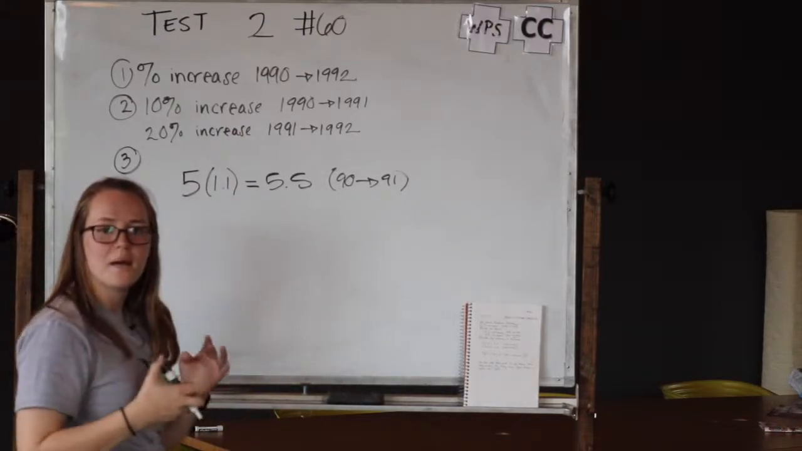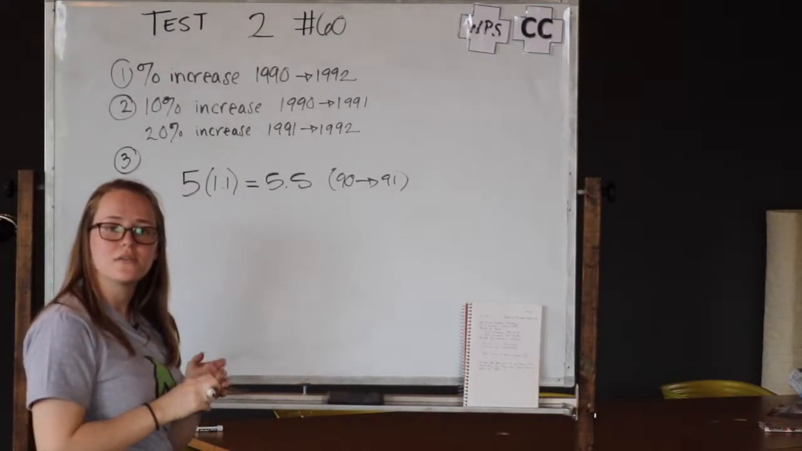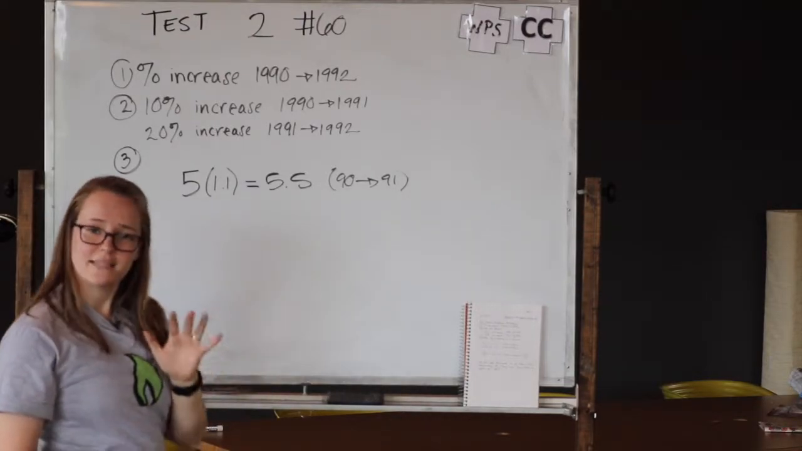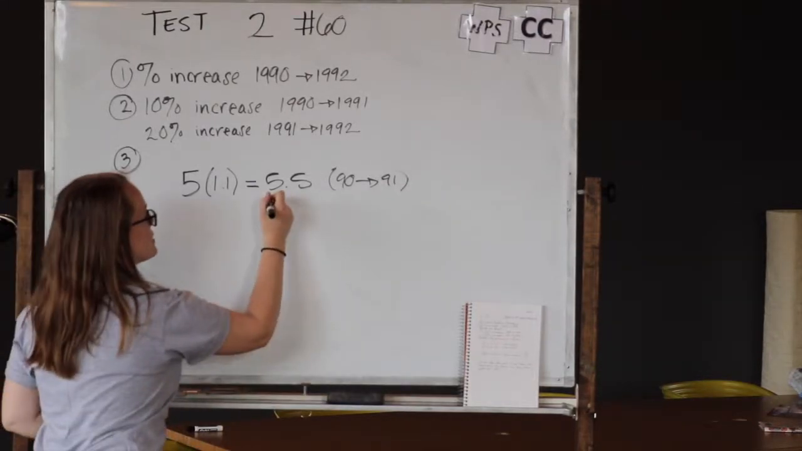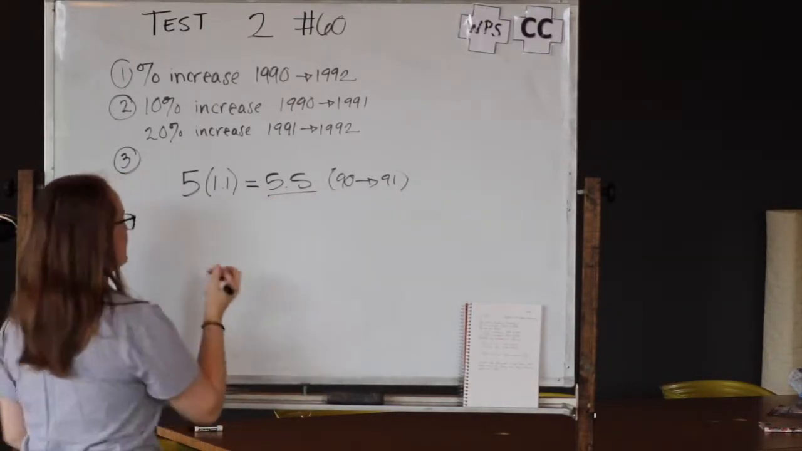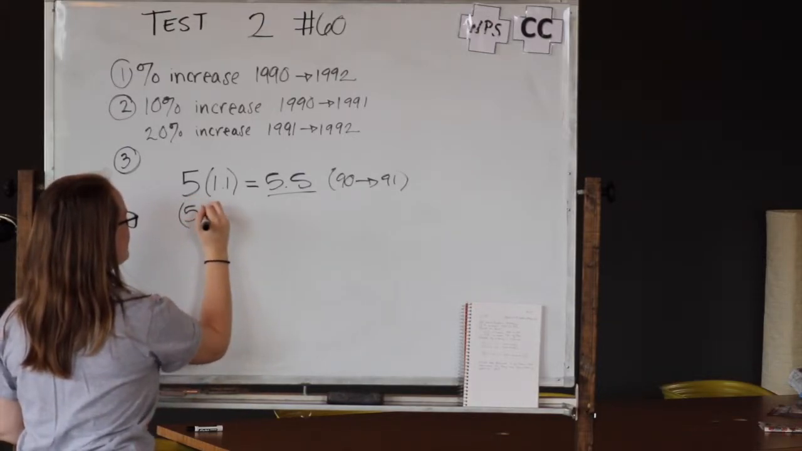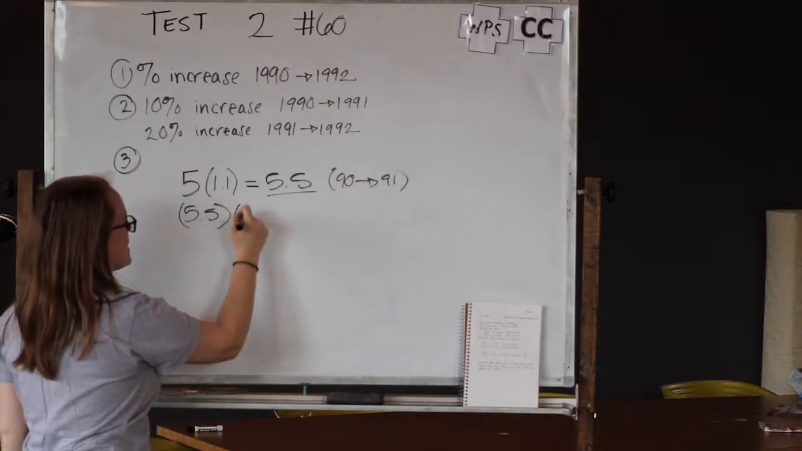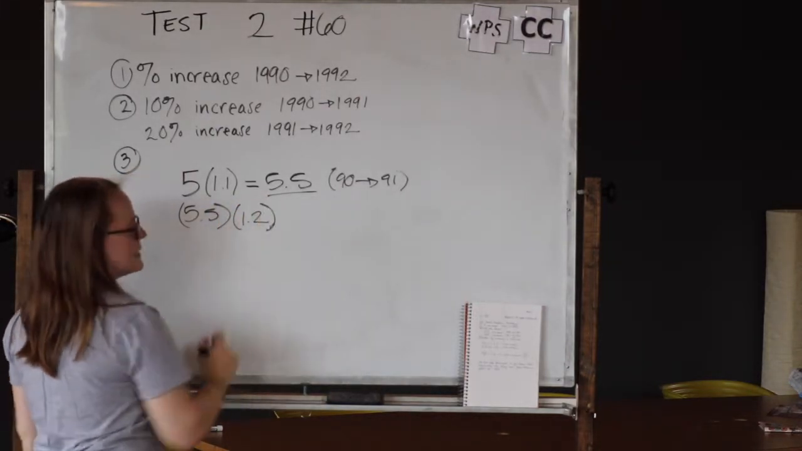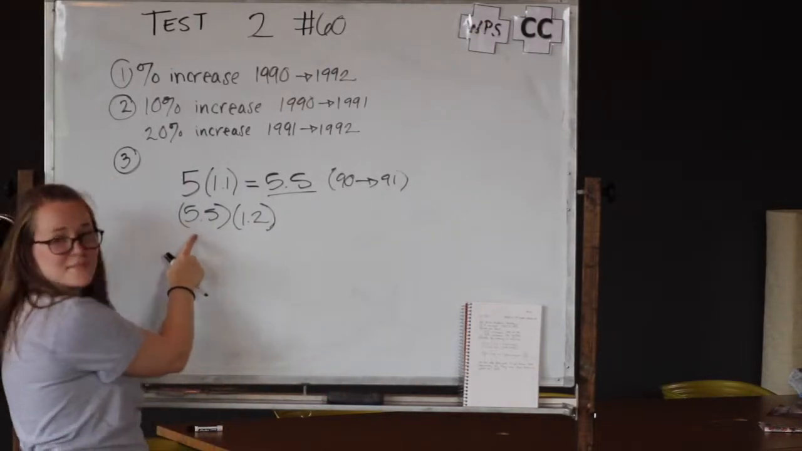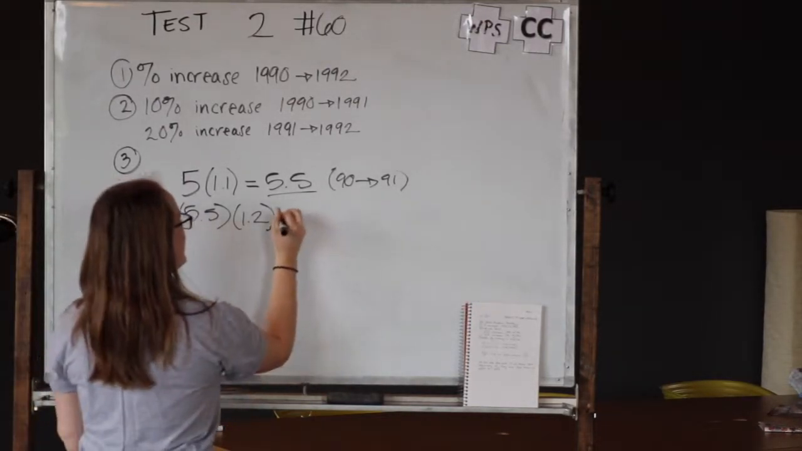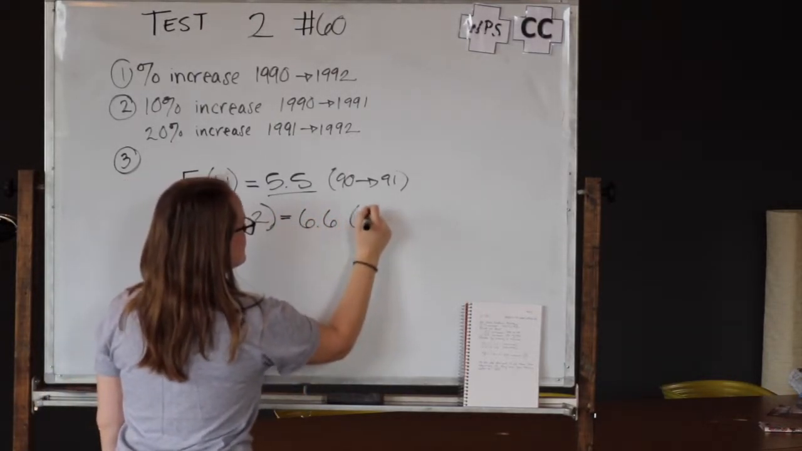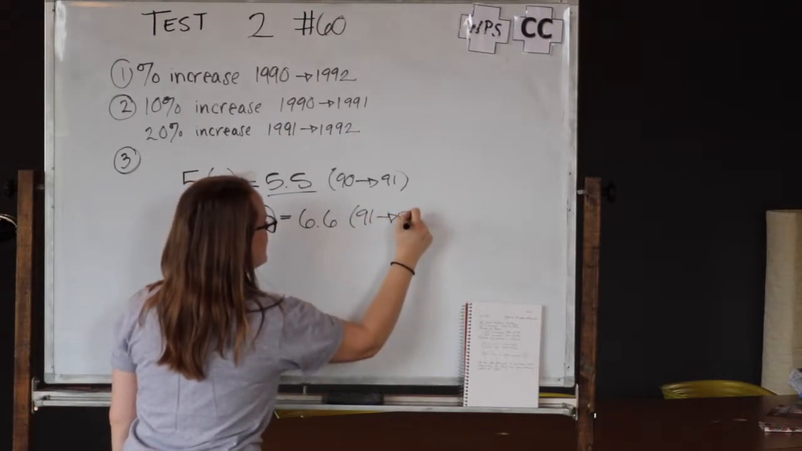Now, this is the most common mistake. When people think about her increase from 91 to 92, sometimes people would start again with 5, and that's how you go wrong. What you actually want to do is start with your new number, 5.5. So we're going to use 5.5 and multiply that times 1.2, which is the same as 120%. Again, that's a 20% increase from 100% of what she had before. And 5.5 times 1.2 is 6.6. So this is her 91 to 92 increase.